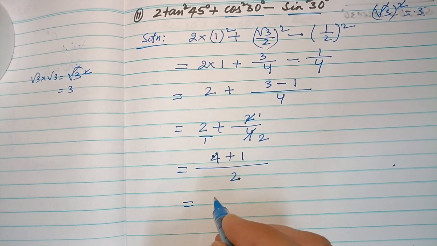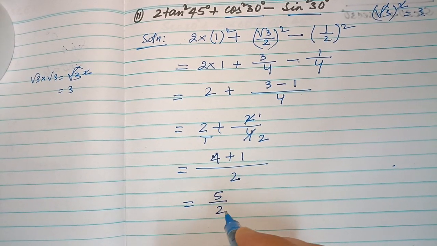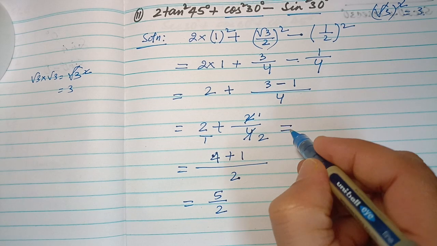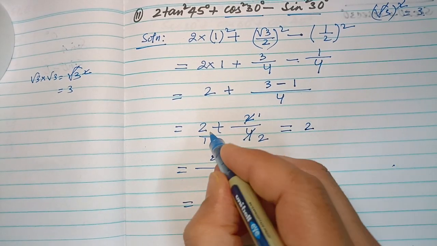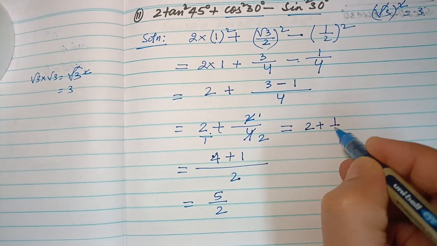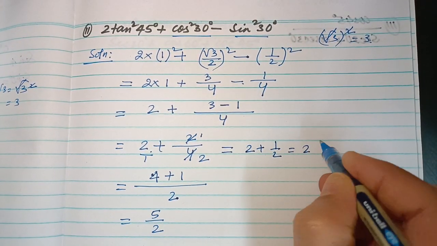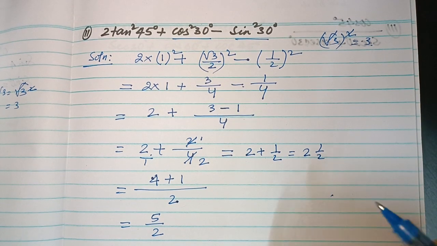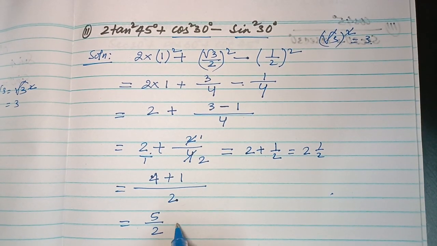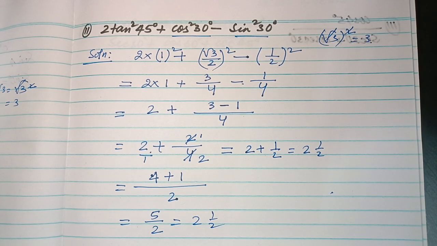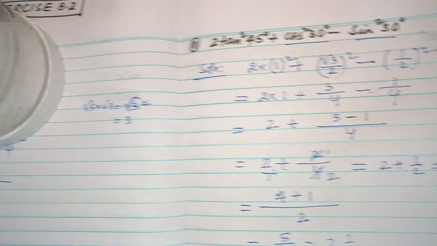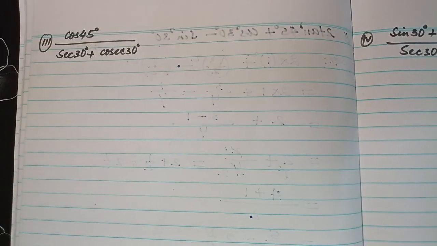If you continue this, you will get 5 by 2, or you can continue this as 2 plus 1 by 2, and just write 2 1 by 2. This is also correct. If you write it as a mixed fraction, you will get 2 1 by 2, the same value. Okay, now let us come to question number 3.